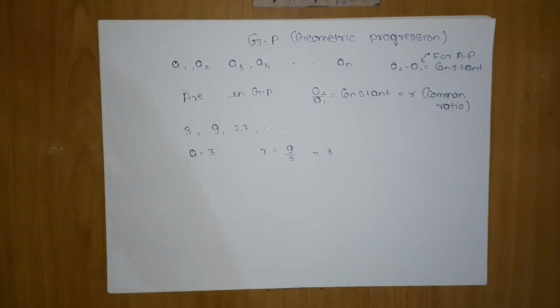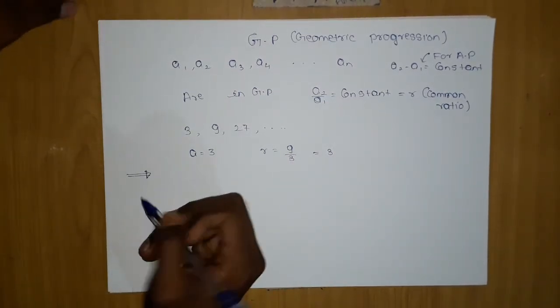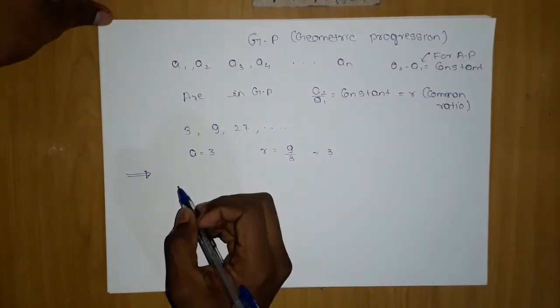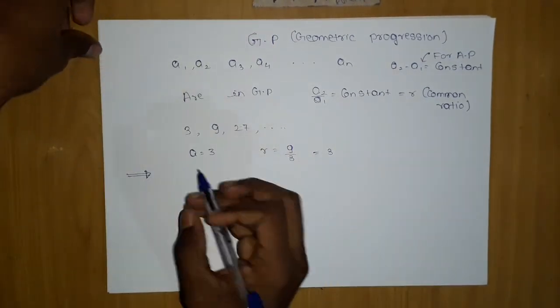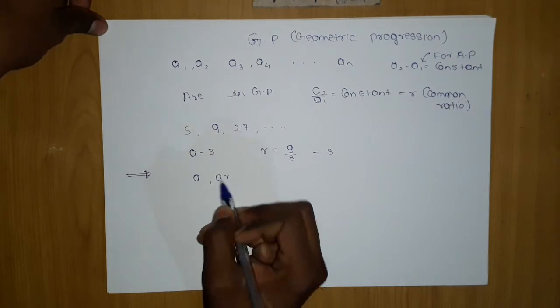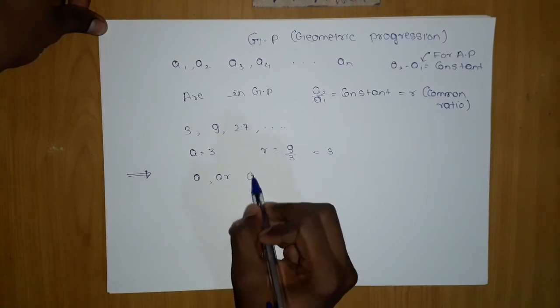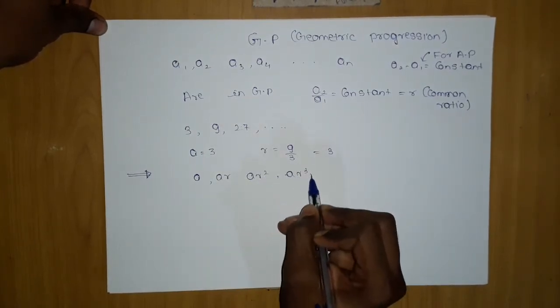Now, like in AP there was the last term TN, the general term, we want to find the general term. I don't want to do the derivation, but if you guys feel like I should, I'm doing it. Although there is no need for derivation, you have to learn the formula in the end. In GP, we take terms like A, AR, AR square, AR cube, like that.